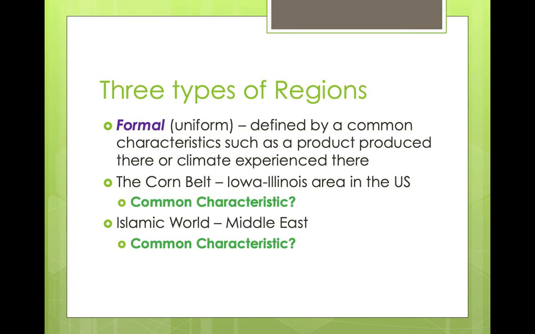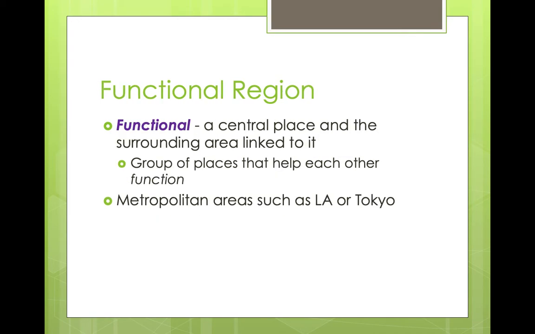So there's three types of regions. There's the formal or the uniform. It's defined by common characteristics. So we talked about that. Something is a product produced, just like the Midwest has a lot of corn and soybeans and things like that. The Corn Belt is Iowa to Illinois. Or they can have something more in characteristics, something like religion. So the Islamic world, the Middle East, has Islam as its predominant religion in that area. So that's a common characteristic.